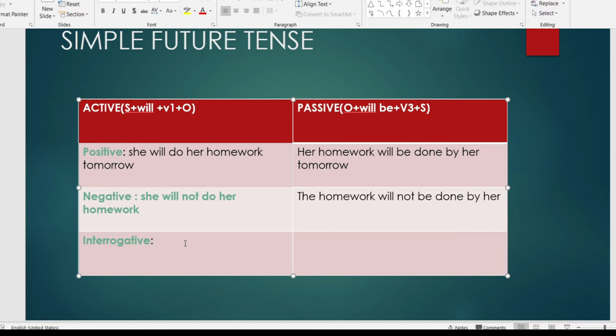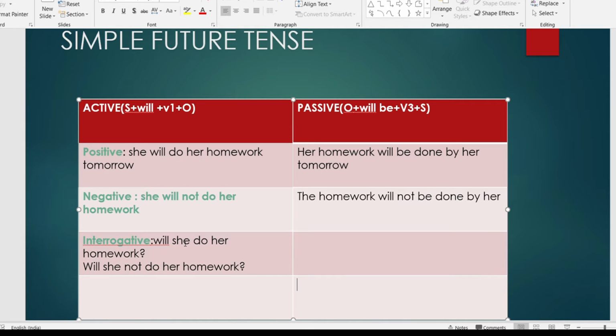Next is interrogative. If we convert this into interrogative, of course, will is going to take the first place. So: Will she do her homework? क्या वो अपना homework करेगी? Question mark after it. Okay. Will she not do her homework? क्या वो अपना homework नहीं करेगी?